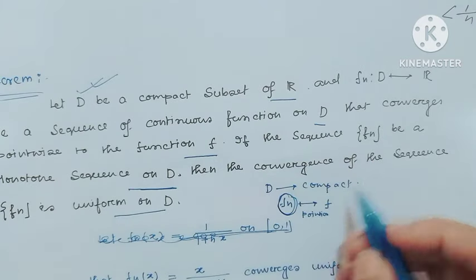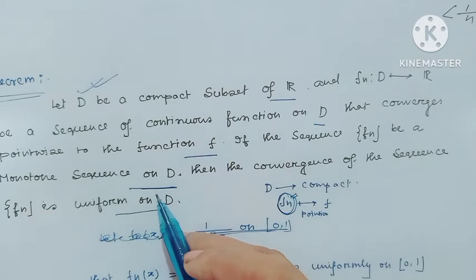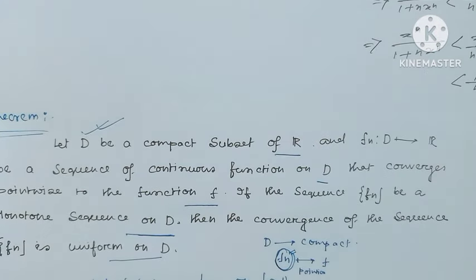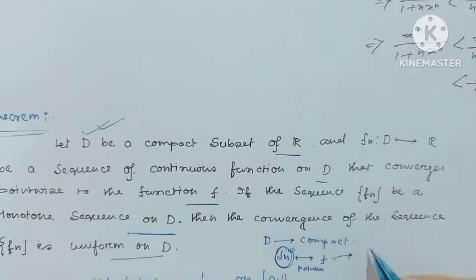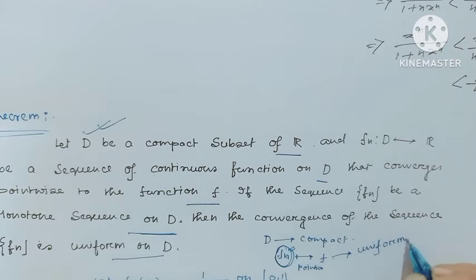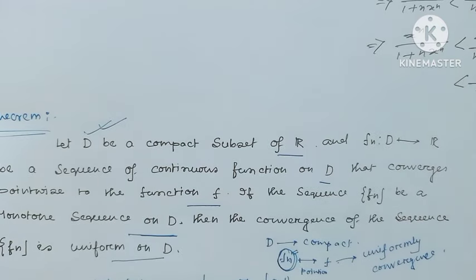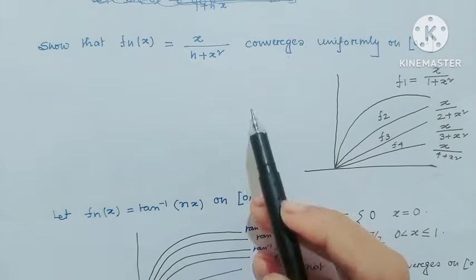If this sequence of functions is monotone, that means either monotone increasing or monotone decreasing, then we can say the convergence of fn to f is uniform convergence. I hope all my viewers have understood this. Okay, let's see some examples. First question.